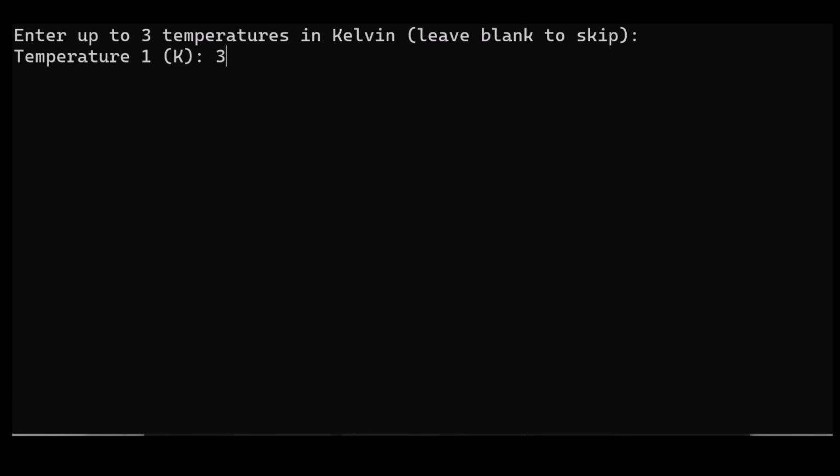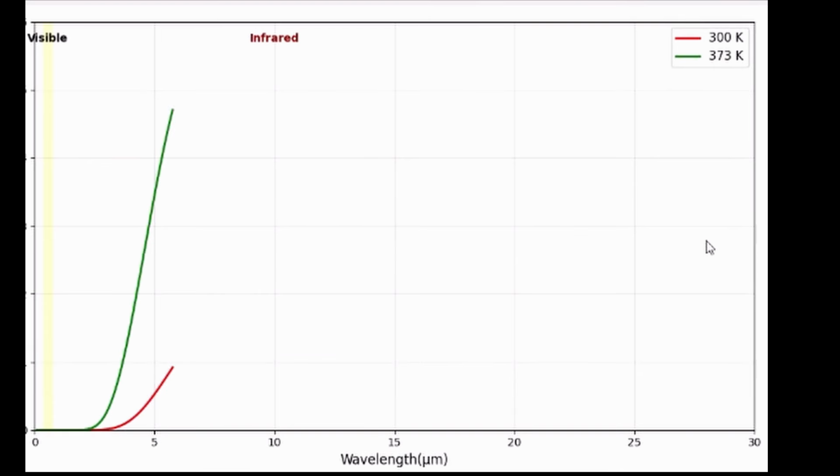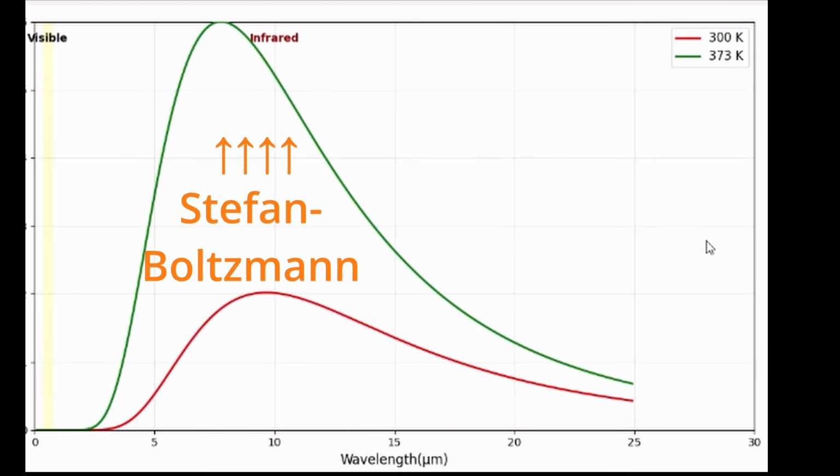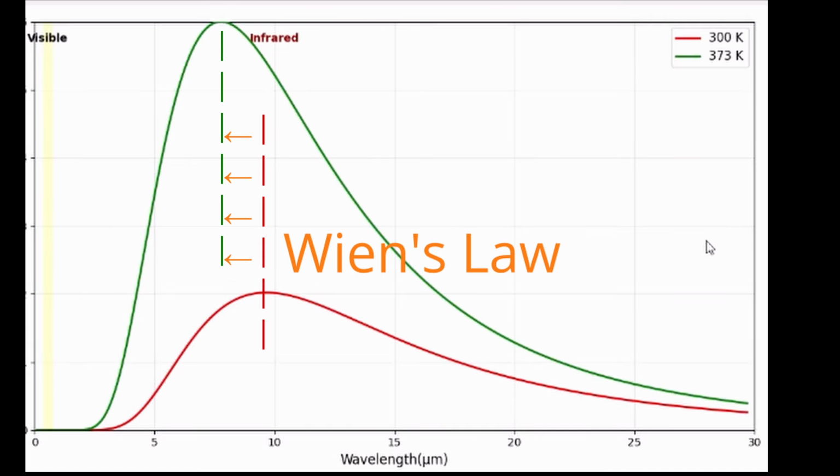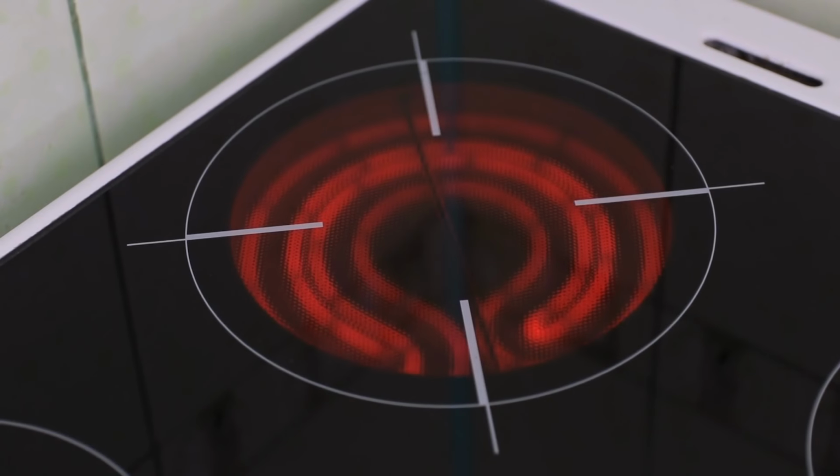So in general, as the temperature goes up, according to the Stefan-Boltzmann law, the total irradiance, or the total brightness, goes up. That peak gets taller. And also, as you increase temperature, the location of that peak shifts to the left. This is Wien's law. As you get hotter, the peak radiation gets shorter and shorter wavelength. At some point, you get into the visible range, which we've all seen.